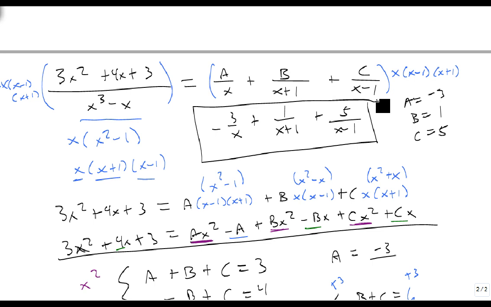The major idea is to factor your denominator, create your terms, multiply both sides by the denominator to clear it, and then, after distributing, group all your pieces together and solve the resulting system.